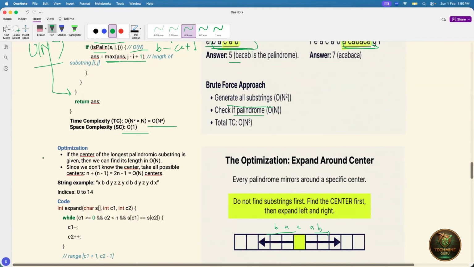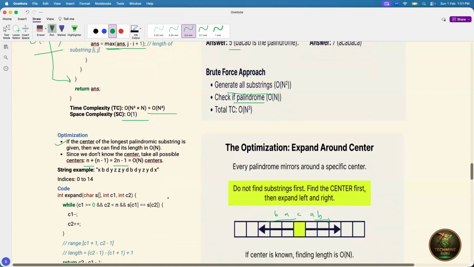First of all, we have to find the center of the longest palindromic substring. And since we don't know what the center is, we have to check all centers. But here a question arises: why are we checking for 2n-1 centers when we have only n characters? We will come to this in a short while. Before that, let's understand the expand function.